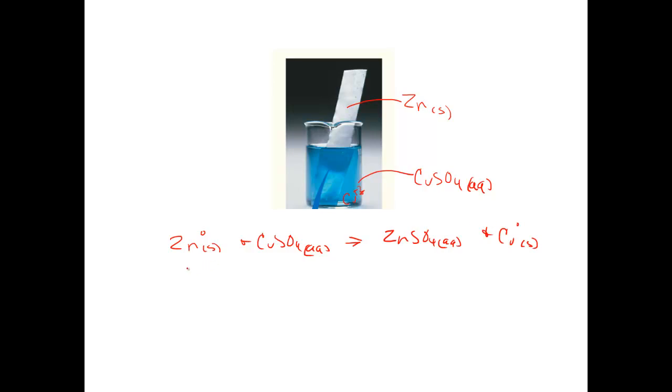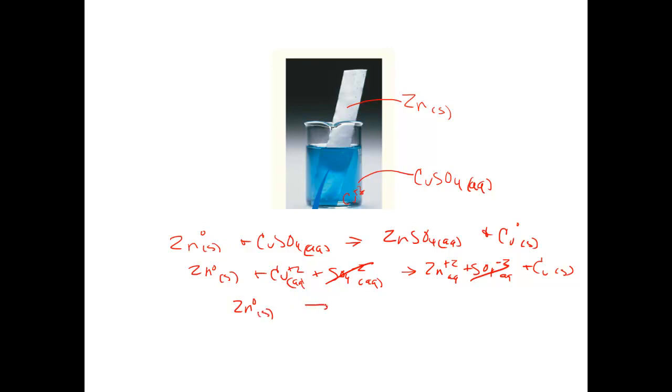Okay, so if I look at what's happening here from a net ionic standpoint, I have the zinc solid plus the copper plus 2 plus the sulfate minus 2, which are both aqueous. And I'm going to get the zinc plus 2 plus the sulfate minus 2, which are both aqueous, and the copper solid. And of course the sulfates are going to be spectators and they'll fall out. And if we write the half reactions for this, we start with zinc 0, which is a solid, and it becomes zinc plus 2, and it has lost the 2 electrons to become the plus 2. And I start off with copper plus 2, which was aqueous, and it added those 2 electrons to become copper solid, which is 0. That's what's going to happen.